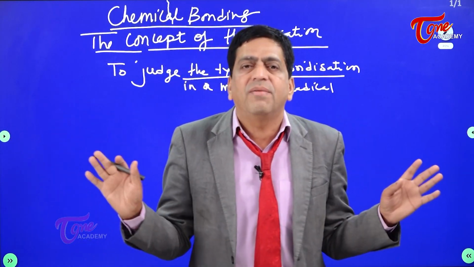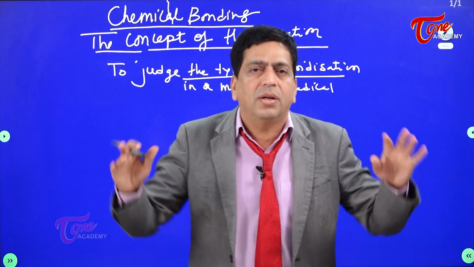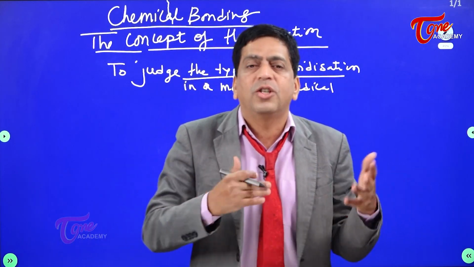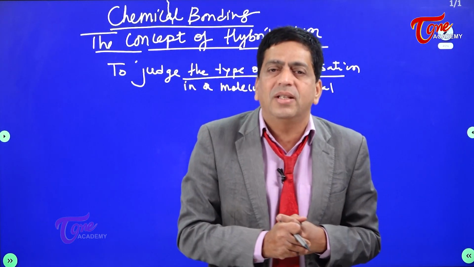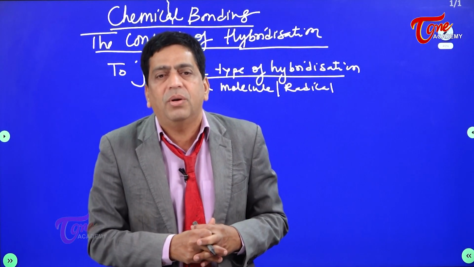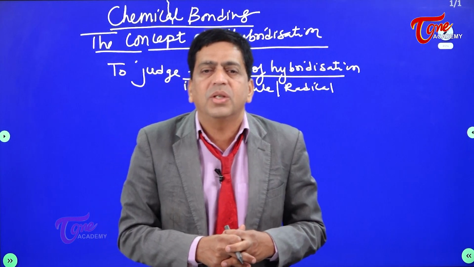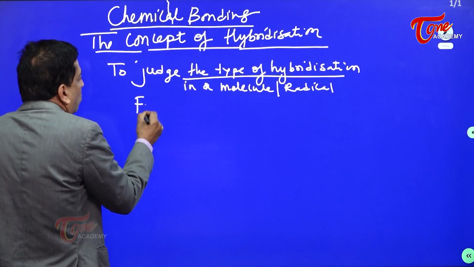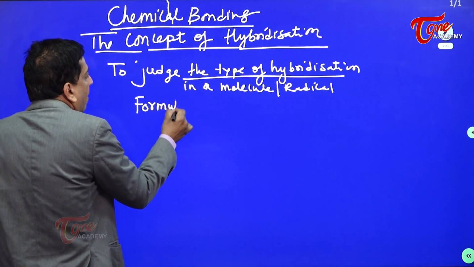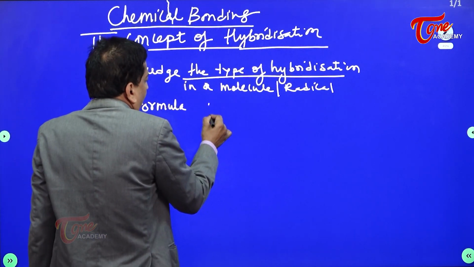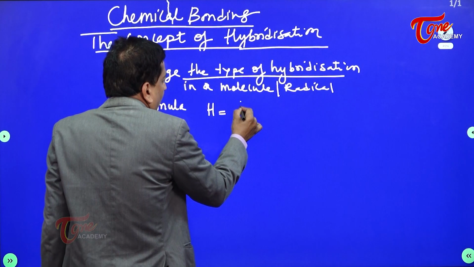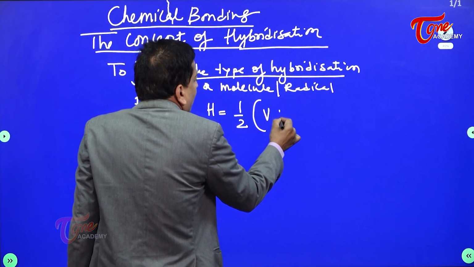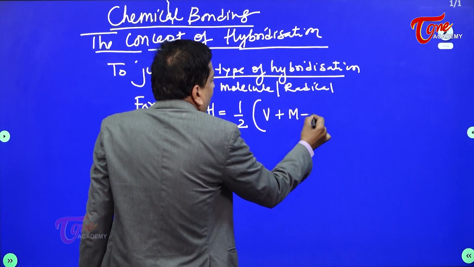Because the chances of intermixing of atomic orbitals are very high, the permutations and combinations are very high. So how will a student know what type of hybridization is taking place in that particular compound is the point of discussion. So I give the formula first. This is the formula to calculate: H is equal to half into V plus M minus C plus A.